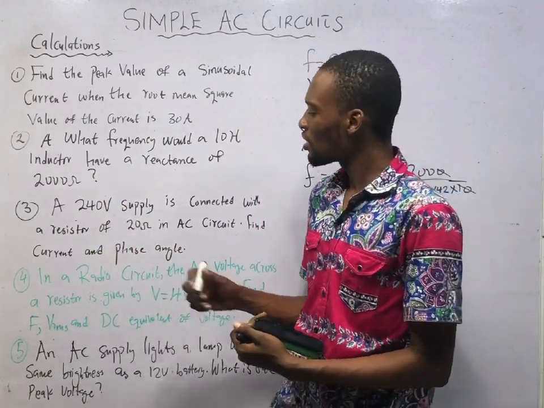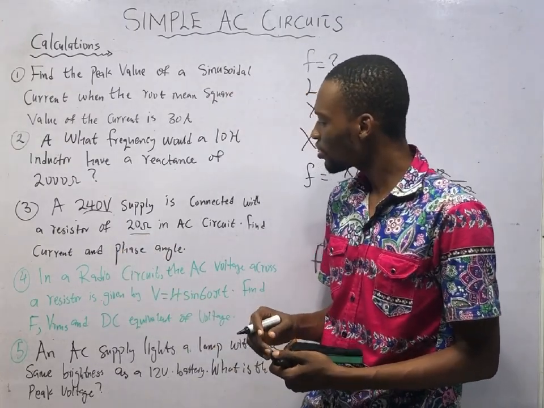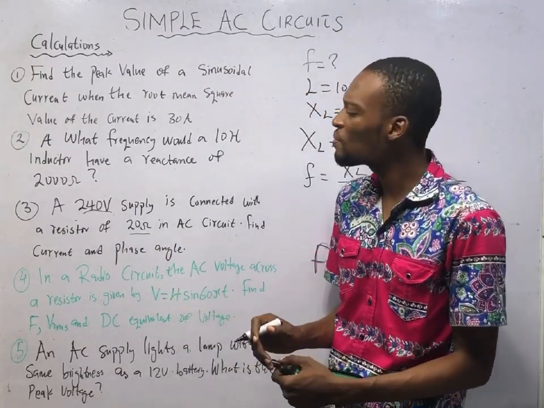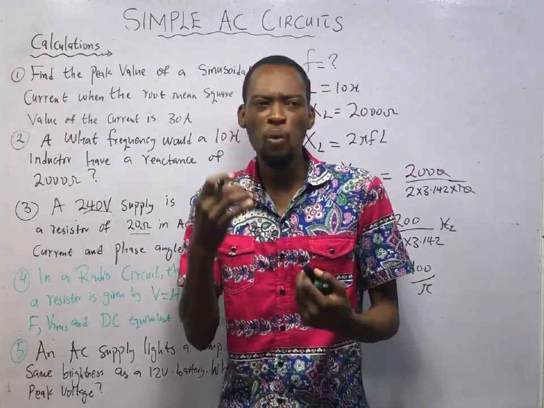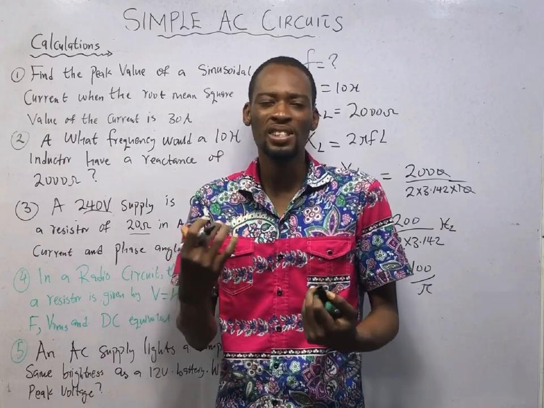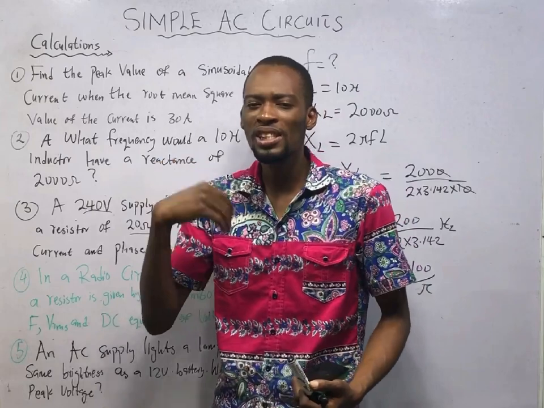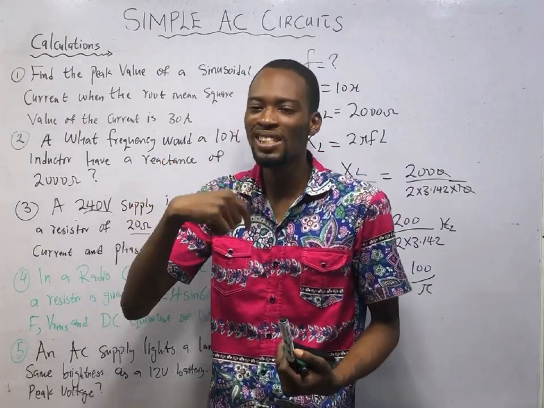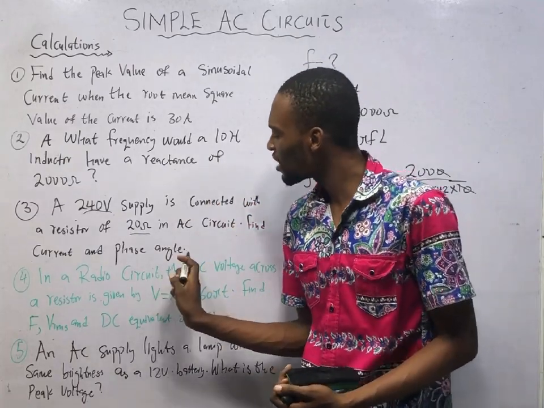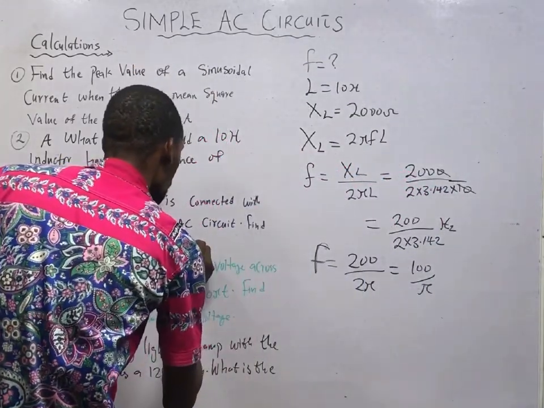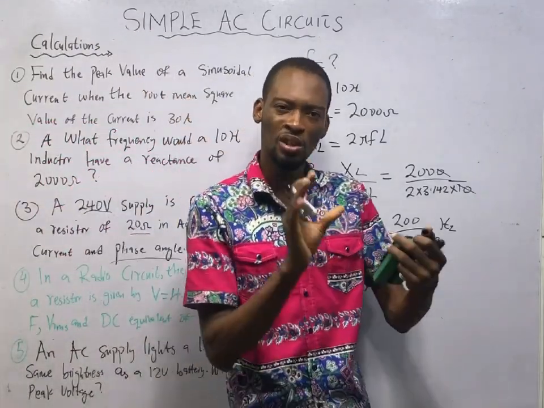Analyzing this circuit, it has an AC source and a resistor. That is basically it. This is simply a purely resistive circuit. And what did I tell you about a purely resistive circuit? I said that in an AC circuit containing only resistance, the current and the voltage are in phase. That simply means that the phase angle is 0 degrees. When they are in phase, the phase angle is 0 degrees.